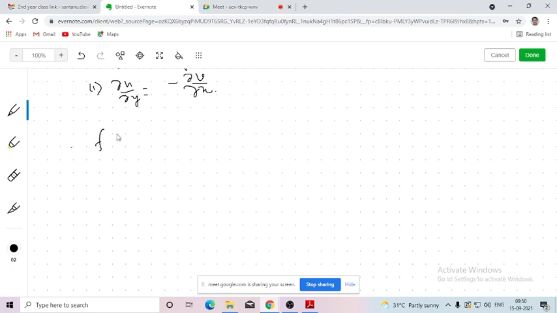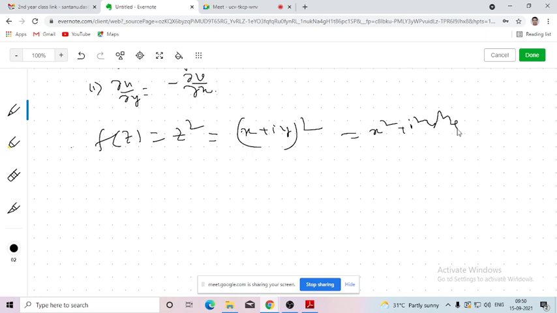Let us consider the function f(z) equals z squared. First we need to segregate this function into real and imaginary parts. If I put z equals x plus iy, this will be x squared plus i squared y squared plus 2x iy. So i squared is minus 1, and this will be x squared minus y squared plus i times 2xy. So that is our u, and that is v.